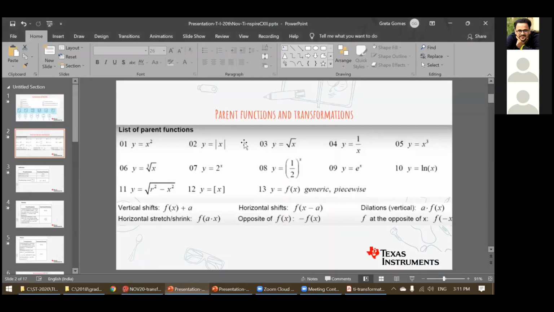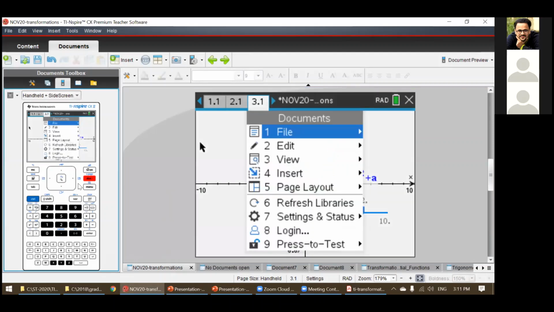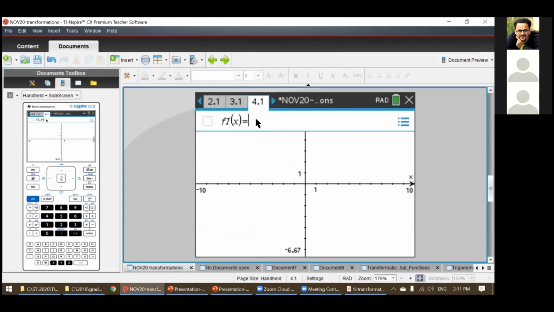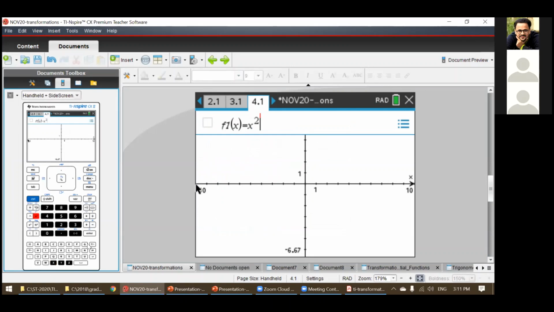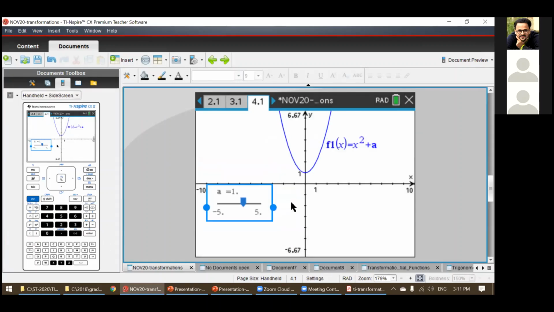Moving further, I'd encourage you now to go ahead and also type in the modulus function. Before we move ahead, there is one question Gopalan asked: how to activate the slider? Yes. Sorry, I didn't show you that. I'll go to doc for one, add graphs, and then type in y is equal to x square. Then put plus, and you can type in any constant, let's say a here. Hit enter, and then you have create sliders that automatically gets generated. Hit okay, and you're done.